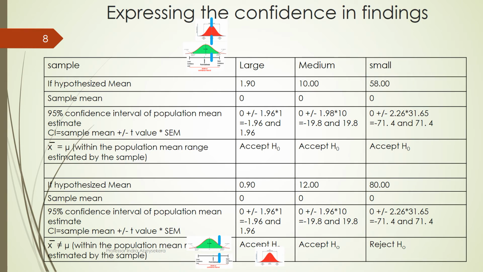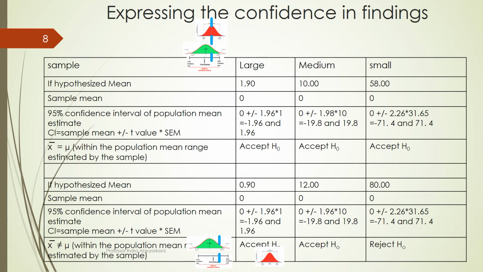For this medium sample, we estimate the confidence interval is between minus 19.8 and plus 19.8. The hypothesized mean is 10. It is within that range. Therefore, we accept the null hypothesis.